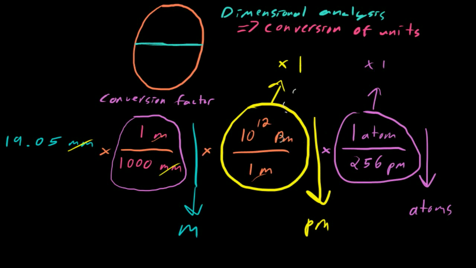Even though we had these big different numbers in here, we were multiplying by one because we were changing the units at the same time. So you can see we multiply by picometers and then we divide by picometers, so these units cancel out. We multiply by meters, then divide by meters, so those units cancel out. And then finally, we have converted this distance, this 19.05 millimeters, into, we could even say, copper atoms.